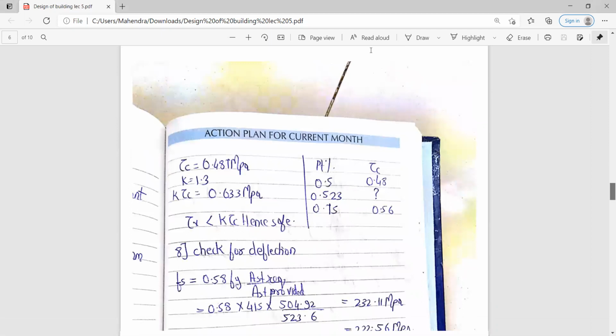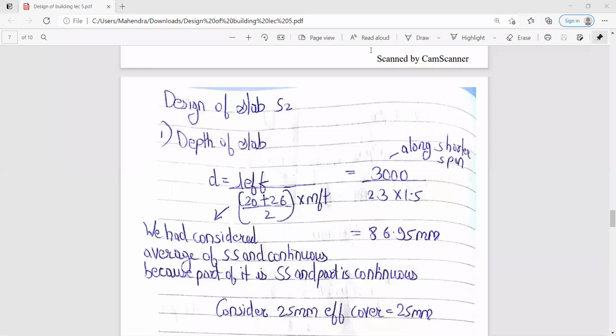Now we'll start with the design of slab S2. Yes, understood or not, slab S3? Yes, Anis, now you understood. Anis, Rida, Mohit.